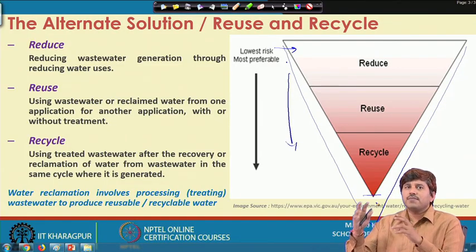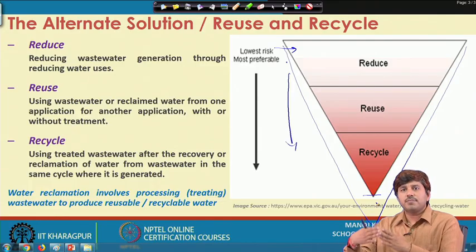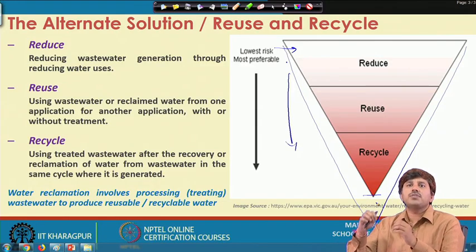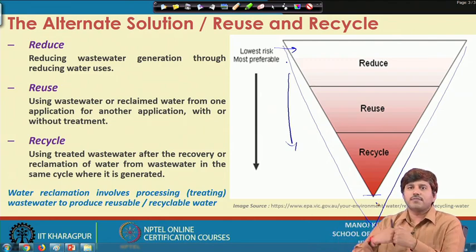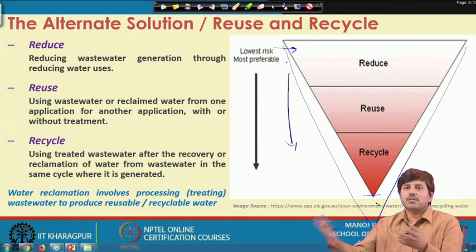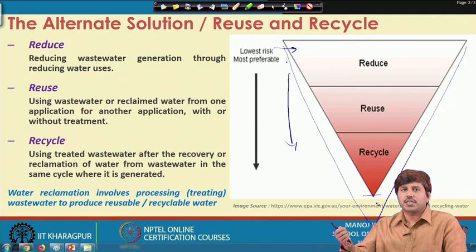Reuse is when we use water which has been used once for some other application. We may go for a moderate degree of treatment or we may not go for treatment at all. So, with or without treatment, if we are able to reuse that water, let us say you collected the grey water from a house and now you are putting it to use for irrigation, for horticulture, for watering your flowers and your gardens. That kind of application is reuse of water, where you may or may not provide a treatment.